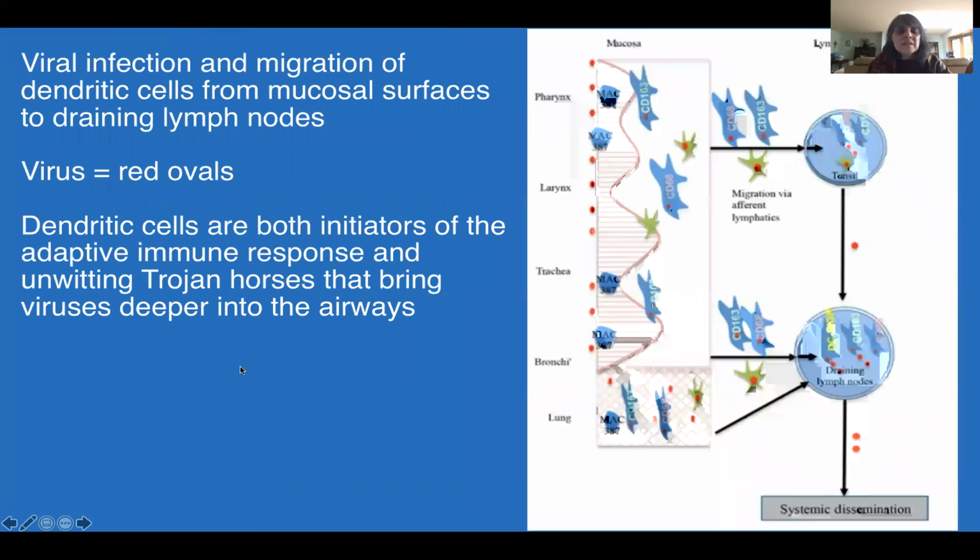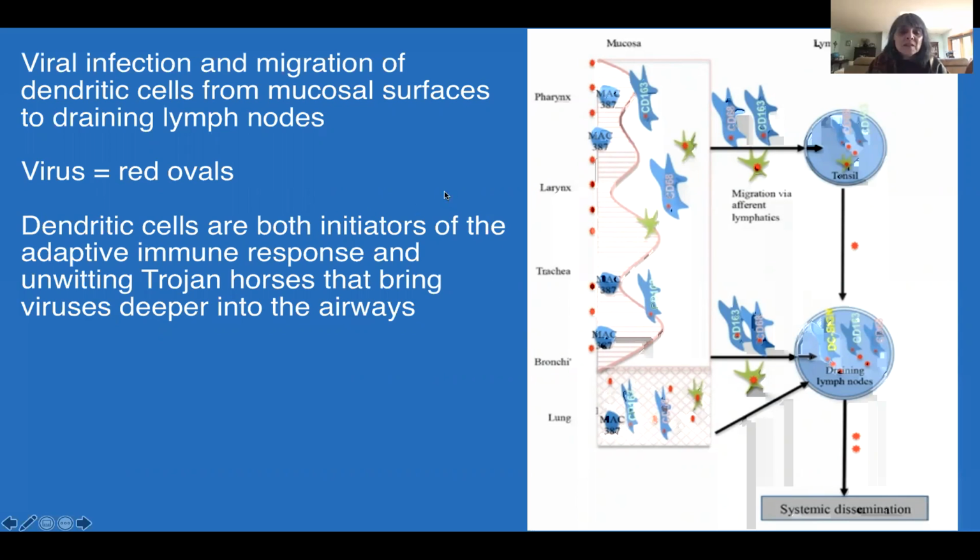Now, here's the problem. I told you that dendritic cells pick up the virus. So here the virus is in red. And so in the nasal mucosa, the virus can be picked up by these dendritic cells, which are green. And you can see that the dendritic cells pick up the virus, and then they go to the tonsils and the other lymphoid tissue. But if the virus isn't eliminated, if it can replicate there, then basically the dendritic cells are unwitting Trojan horses that bring the viruses deeper into the body.